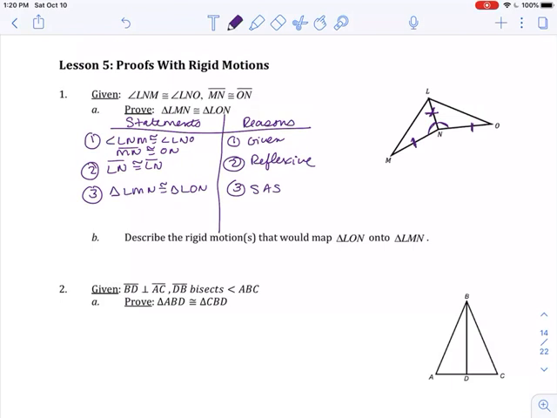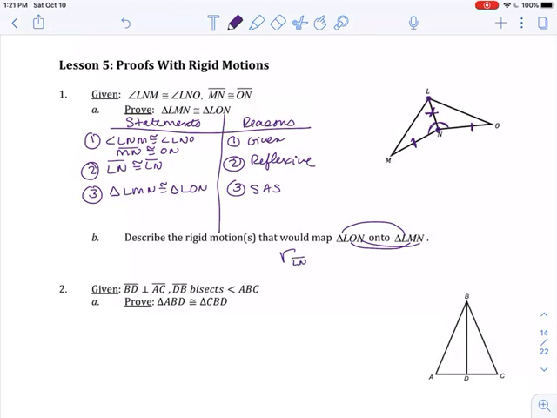So the additional thing here is they want me to say what rigid motion would map one triangle onto the other. Was it a rotation? Was it a reflection? Was it a translation? What was it? All right, and notice the letters can give us a little hint. Like L maps to L, that's the first letter. O maps to M, that's the second letter. And N maps to N. So the L is staying, the N is staying, and the O is mapping to the M right there.